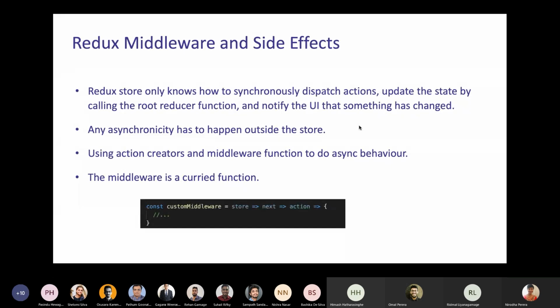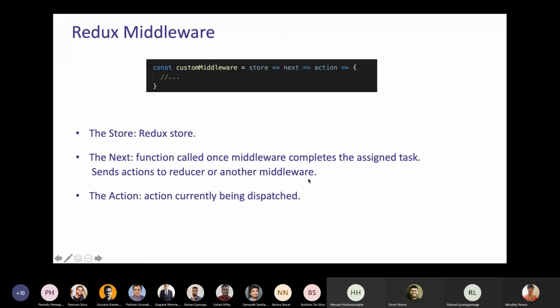So for that, what we will be using is the action creator and also a middleware function to do the async behavior. So what is a middleware function? It's a curried function, basically a function that returns a function that again returns another function. When you consider store, it's the Redux store that will be passed. And next is the function that will be called once all the assigned tasks from the custom middleware are completed. Then of course at the end we have the action that will be dispatched.